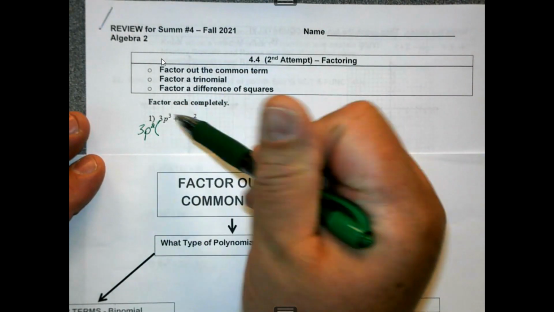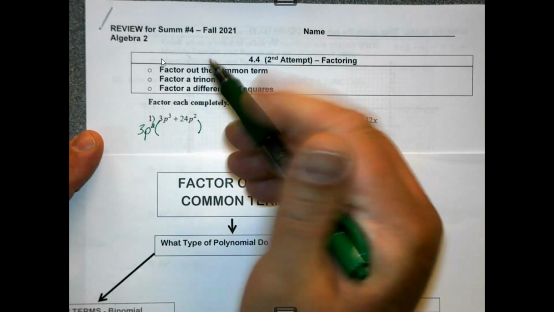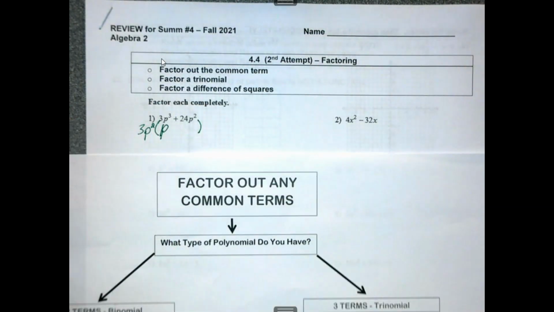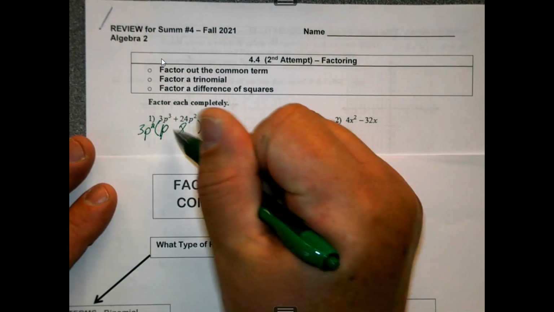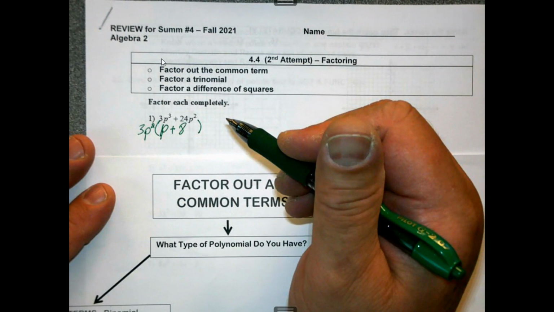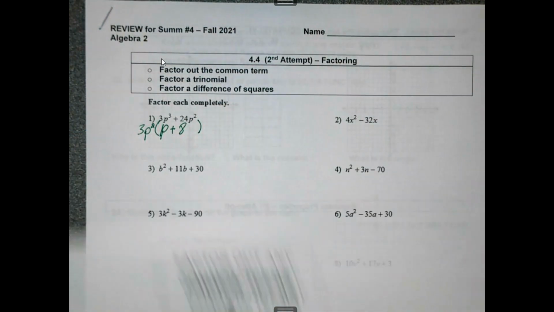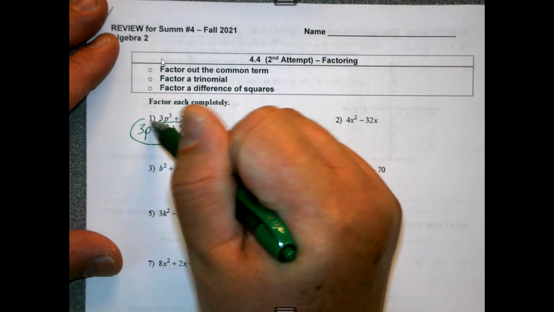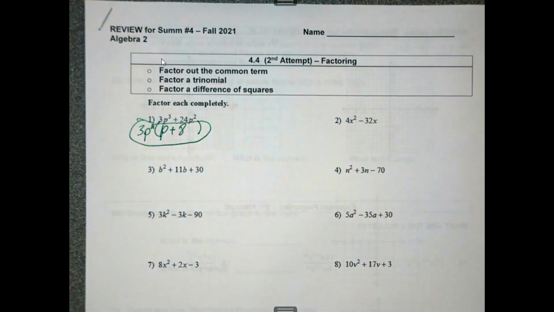So I'm going to take 3P cubed and divide it by 3P squared. That leaves me with P to the first, or just P. And 24 divided by 3 is 8. And P squared divided by P squared is just nothing. So here's my answer. I can't factor the P plus 8 any further, so I'm done.